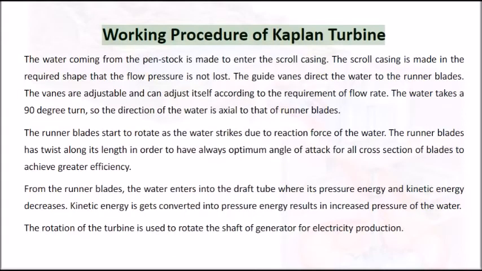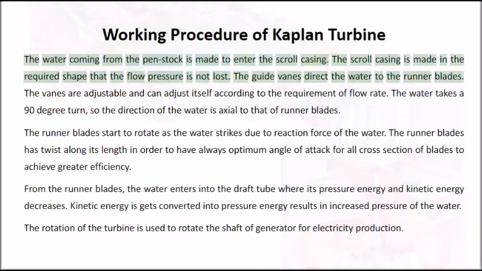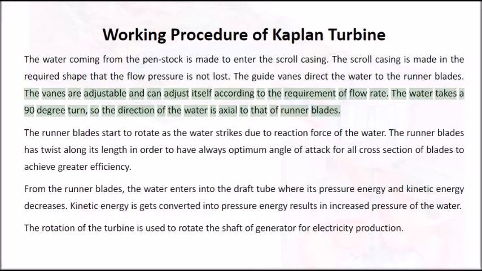Working procedure of Kaplan turbine. The water coming from the penstock is made to enter the scroll casing. The scroll casing is made in the required shape so that the flow pressure is not lost. The guide vanes direct the water to the runner blades. The vanes are adjustable and can adjust themselves according to the requirement of flow rate.